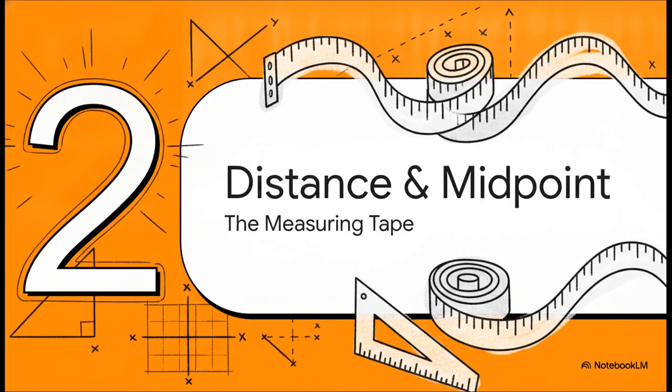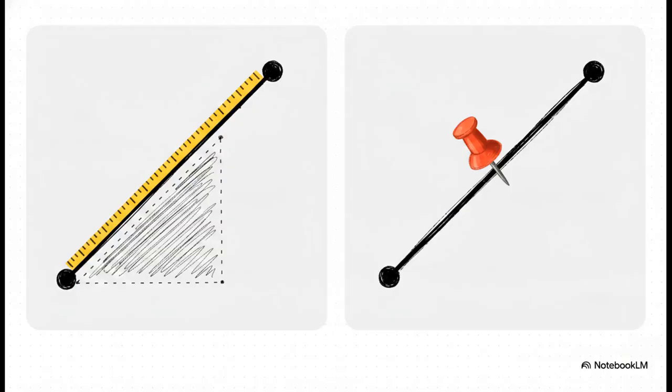Moving right along to Section 2, distance and midpoint tools, the measuring tape. Okay, so now that our blueprint is laid out on the grid, we obviously need a way to measure the materials we're going to use, right? The absolutely crucial point here is understanding the key difference between two incredibly fundamental measuring tools. So on the left, we've got the distance formula. Think of this as our literal tape measure. We use it for determining the exact length of a line segment between any two given points.